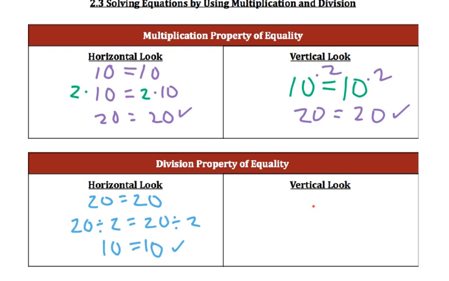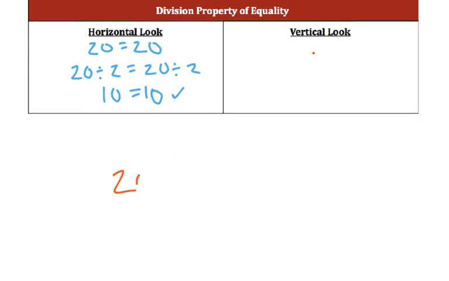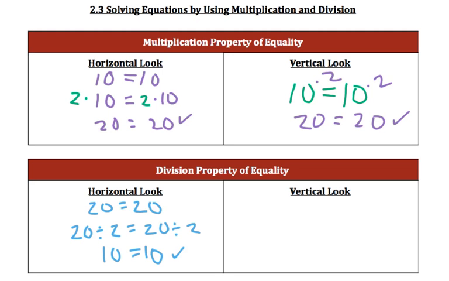By the way, 20 divided by 2 does not equal 2 divided by 20. The way we show numbers being divided is we put them afterwards. Okay, check out the division property of equality for the horizontal look. Well, the nice thing about the horizontal look is it's probably familiar with the way you've always written division, but it's also not going to be very helpful for solving equations.